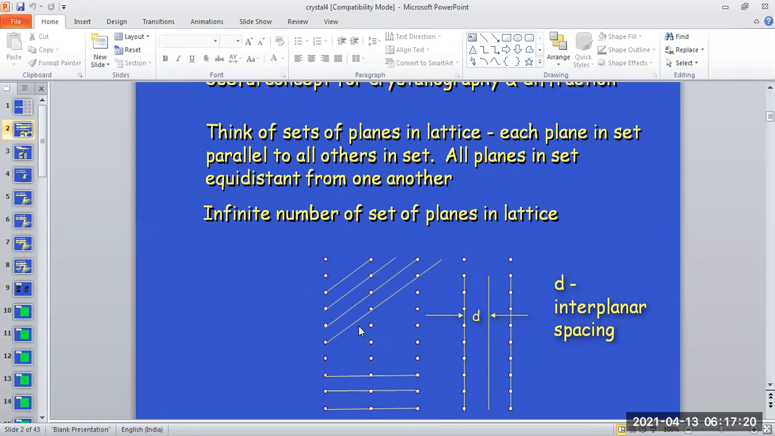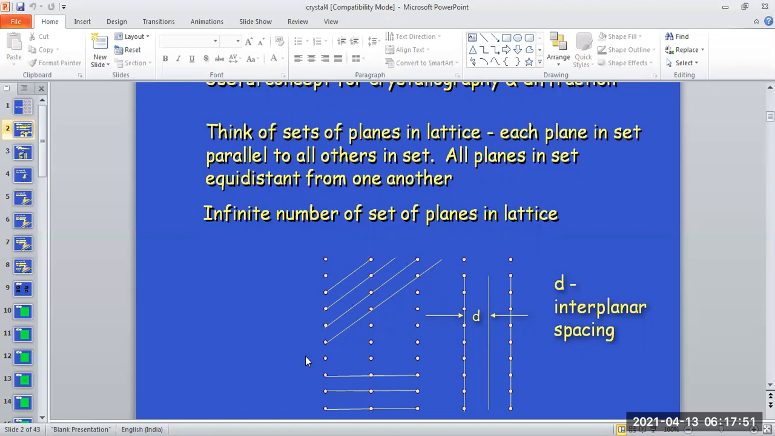These oblique line segments are considered to be the planes, and we call the imaginary points the lattice points. When I join these lattice points with a line segment, I call that the lattice planes. So lattice planes can be drawn an infinite number of times. You can see that I've drawn them very clearly.